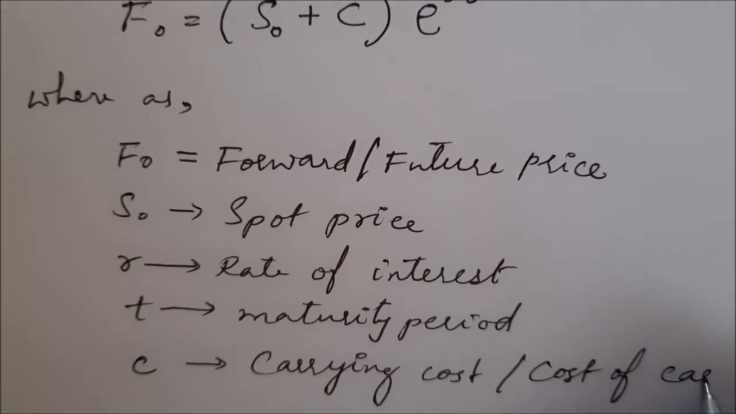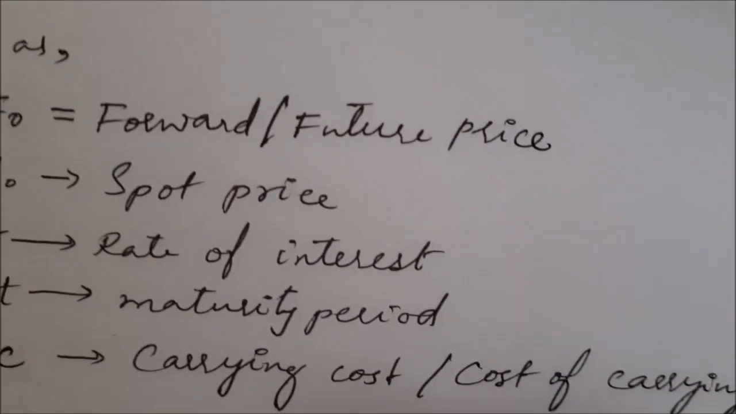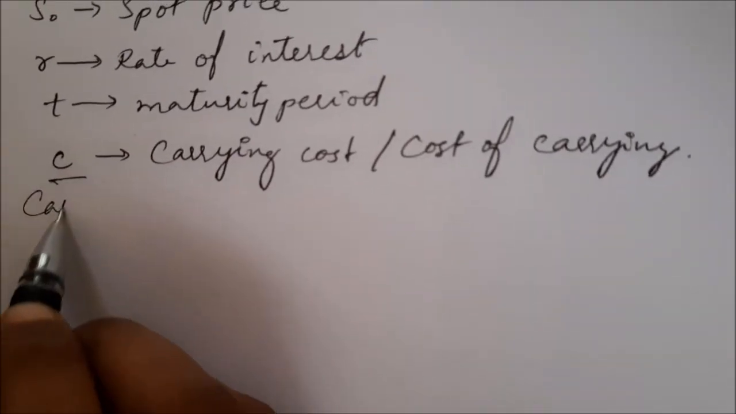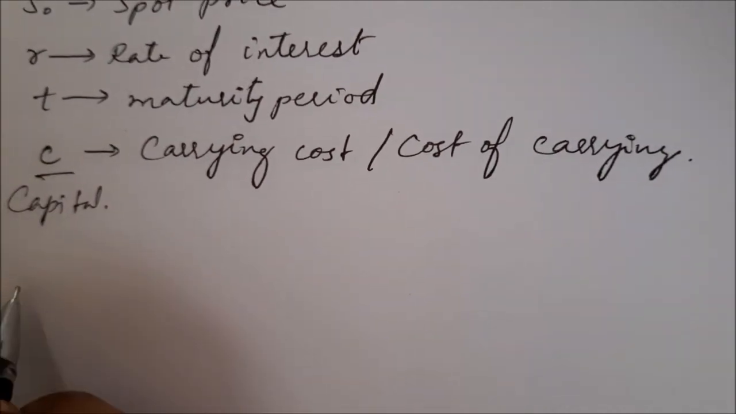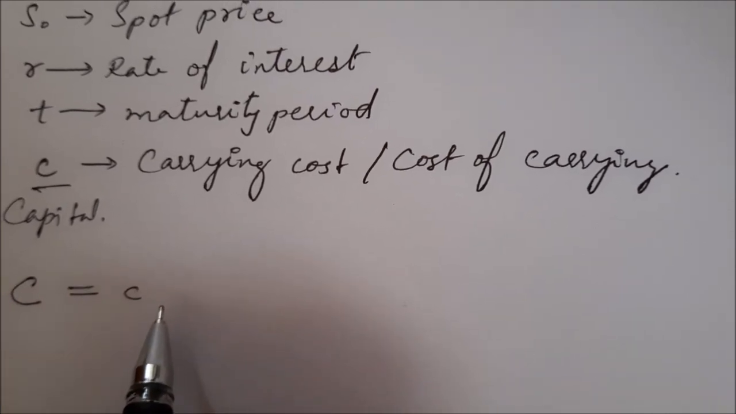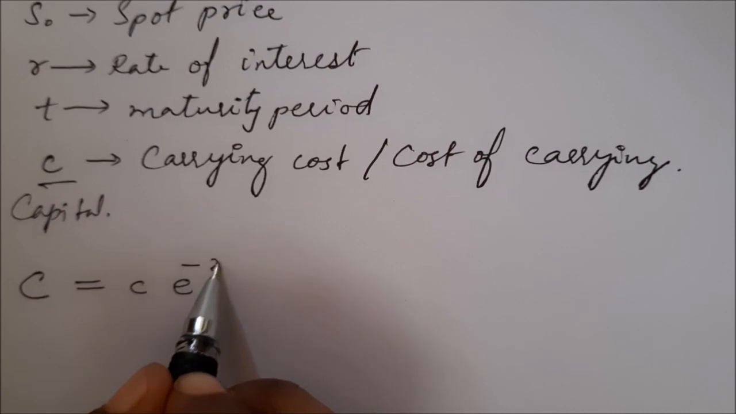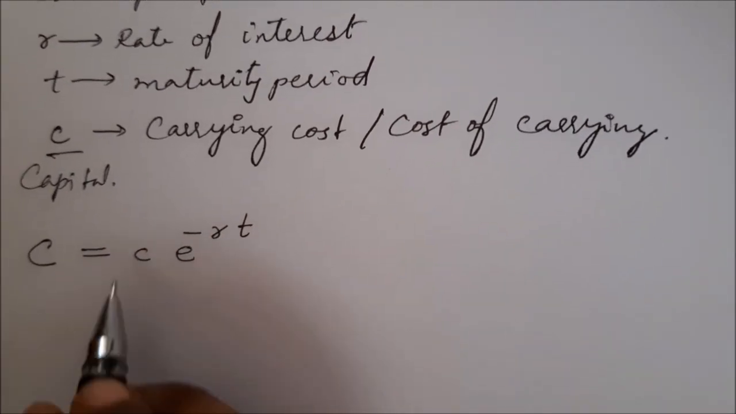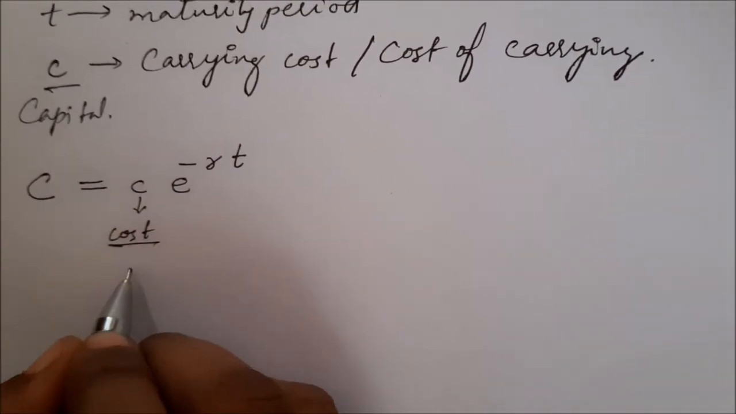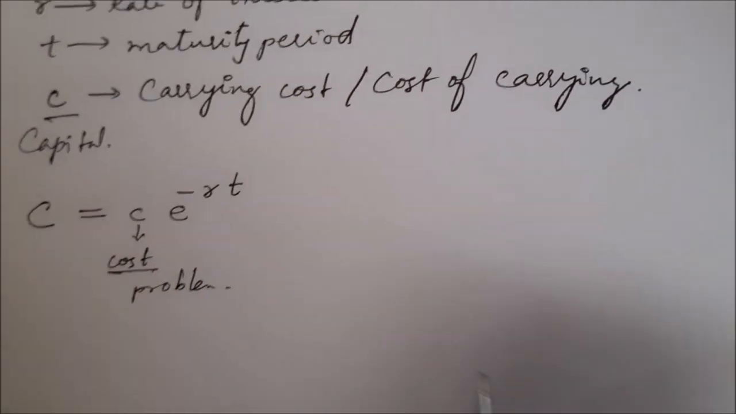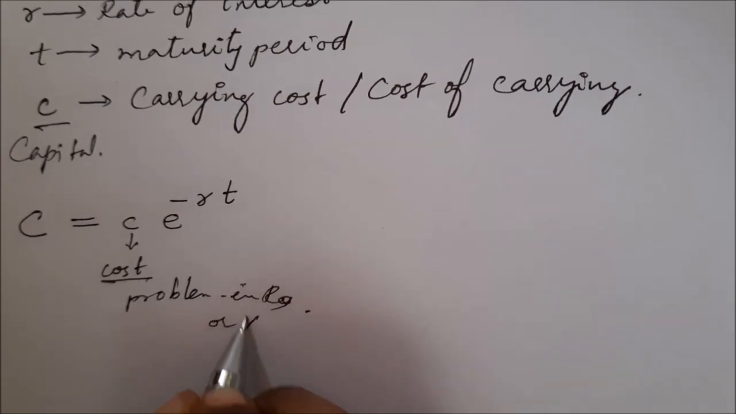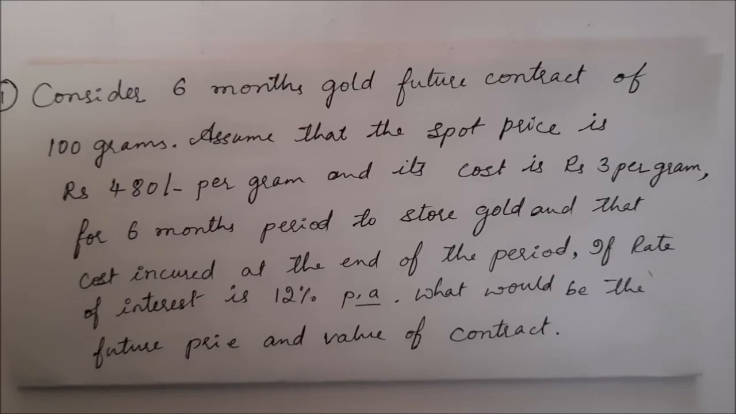Here we have to calculate the present value of cost of carrying. It is mentioned in capital. For calculating the present value of cost of carrying, the formula is C is equal to small c into E to the power minus RT, whereas small c is nothing but the cost of storing, etc. It will be given in the problem in rupees or maybe in percentage. So let's see one problem.